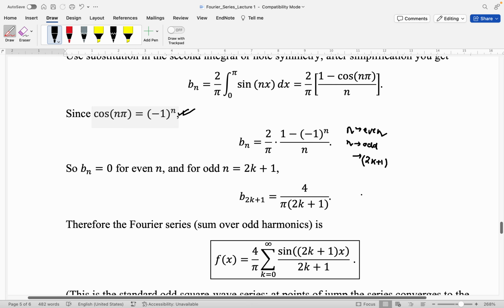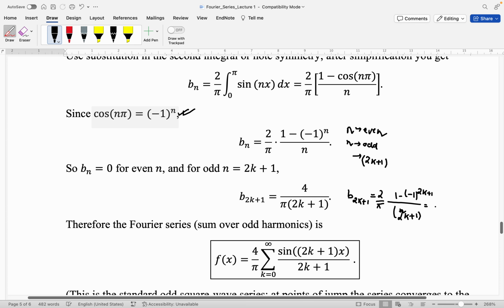Then you can do your integration and so on. It's not that complicated. So if you take this bk now, in place of n I'm going to take b of 2k plus 1. You can do it this way, or you can directly leave it here as well. It's not entirely wrong, but it's not super simplified. We need to simplify this, so I can write it as 2 divided by pi, and this is 1 minus (-1) to the power 2k plus 1, divided by n, where n again becomes 2k plus 1.